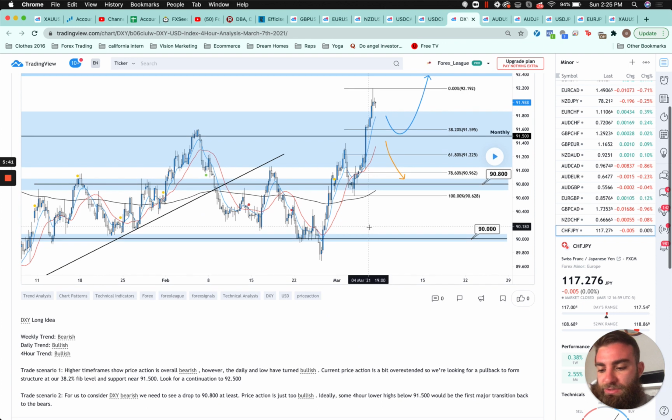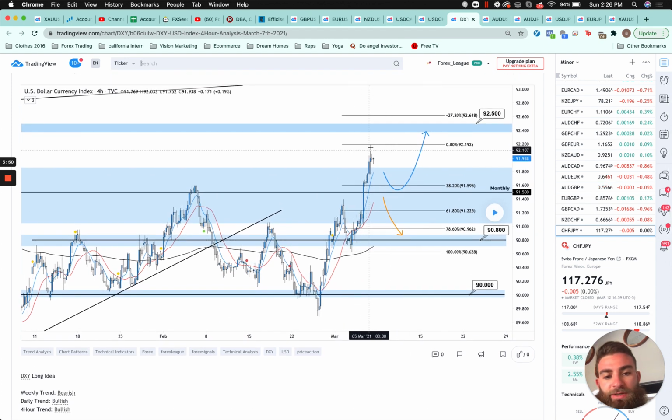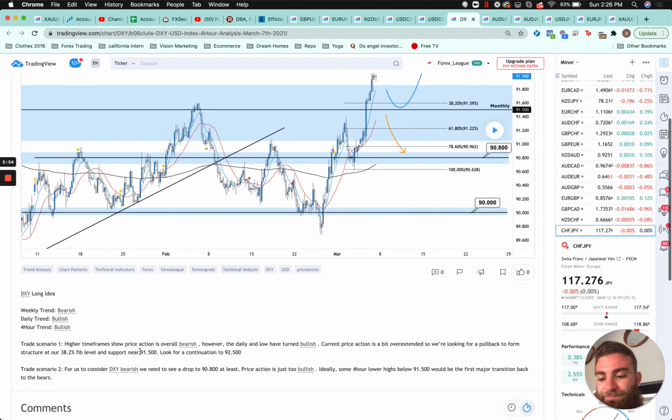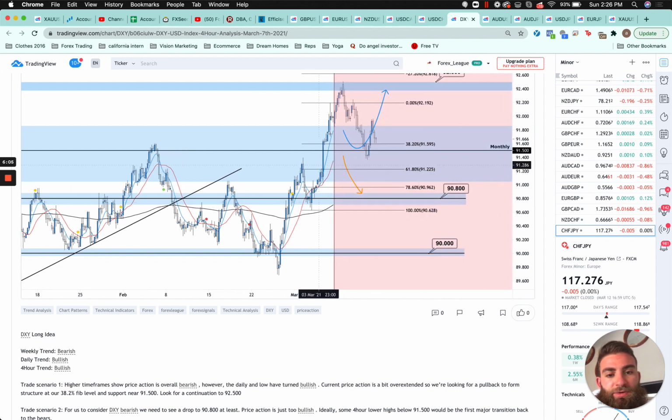Let's get now onto the dollar index, DXY. So the weekly trend is bearish, daily is bullish, 4 hours bullish. As you can see here, the 4 hour is extremely bullish, just shot above this high. The daily is bullish as well. We're either looking for support at this monthly level, 91.500, or we're going to break below this support level and then look for short opportunities. So let's play this forward.